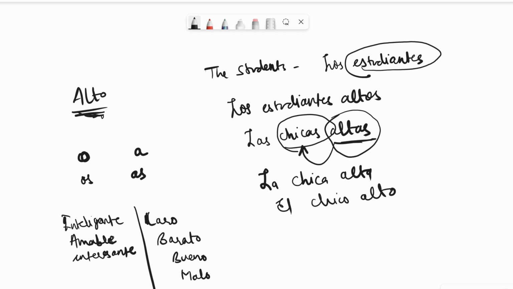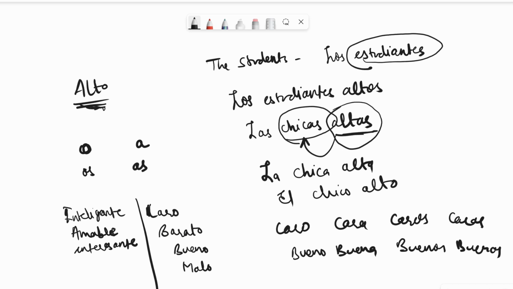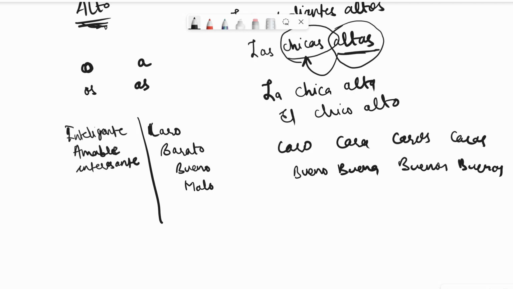I already told you the adjectives that end in O always have four forms. In this case, it will be caro, cara, caros, caras, right? Barato, barata, baratos, baratas. Bueno, buena, buenos, buenas. Now, when it comes to the adjectives that end in E, like inteligente, amable, interesante: inteligente is intelligent, amable is friendly or kind, interesante is interesting.